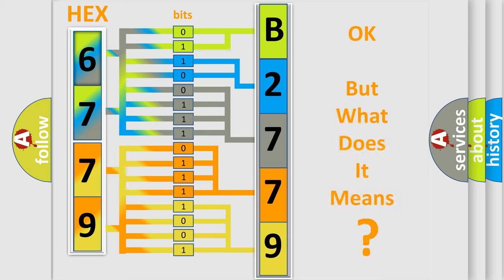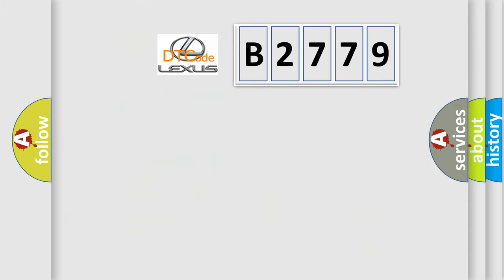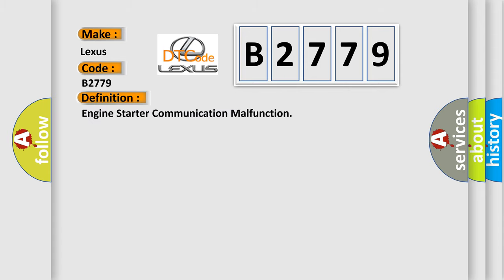The number itself does not make sense to us if we cannot assign information to what it actually expresses. So, what does the Diagnostic Trouble Code B2779 interpret specifically for Lexus car manufacturers? The basic definition is engine starter communication malfunction.